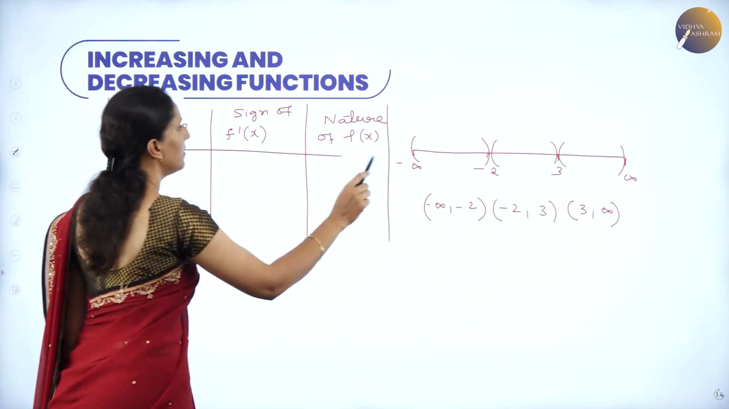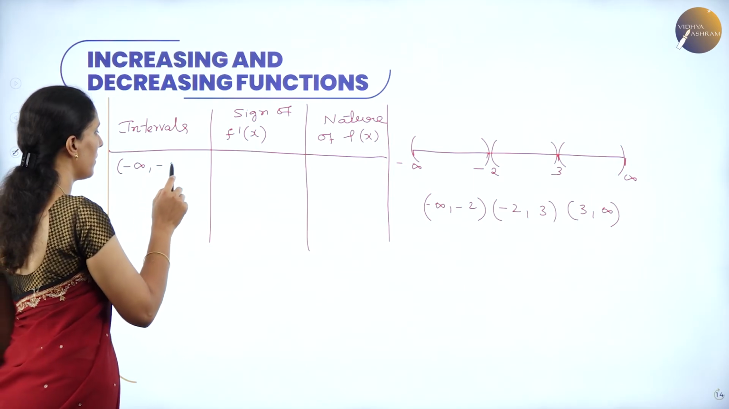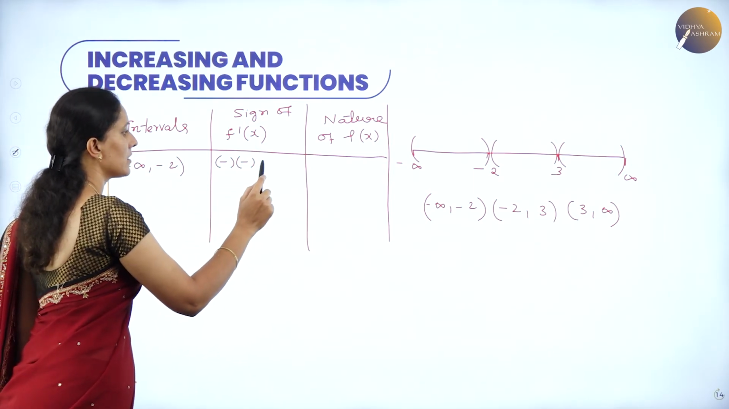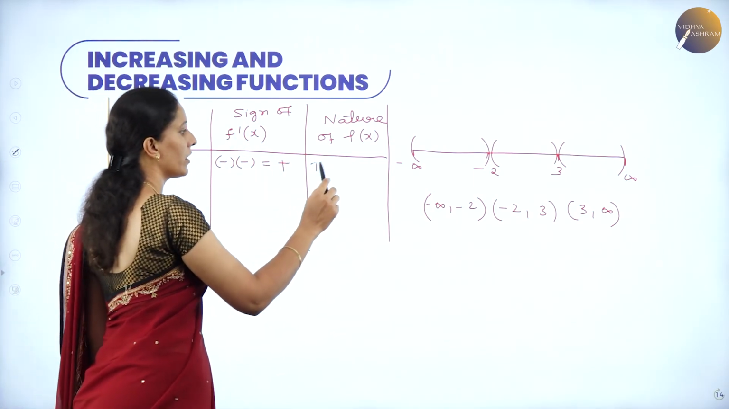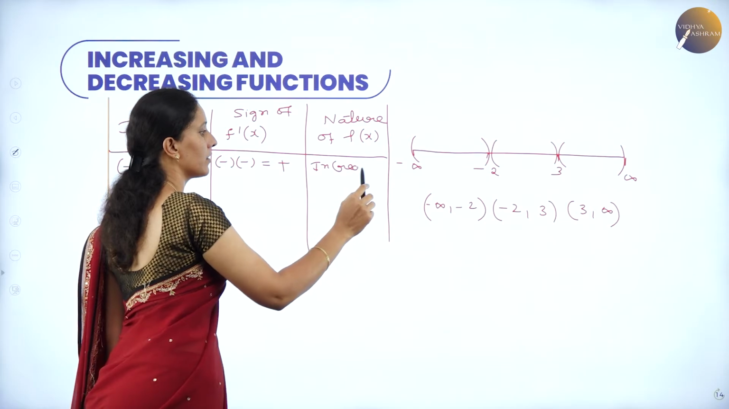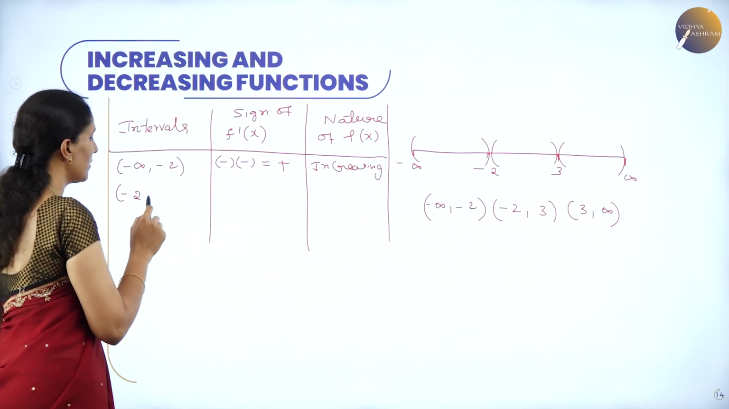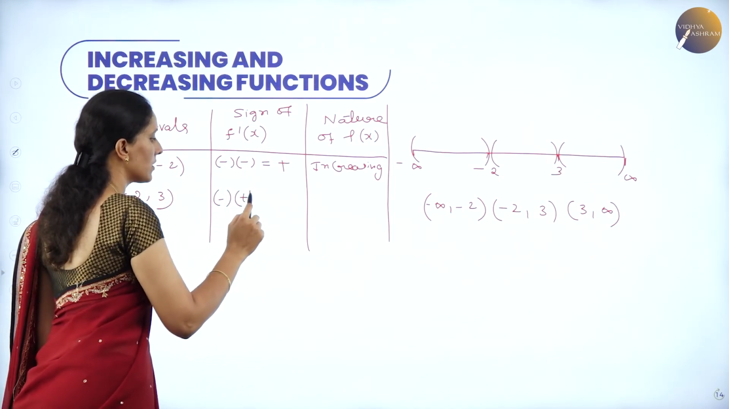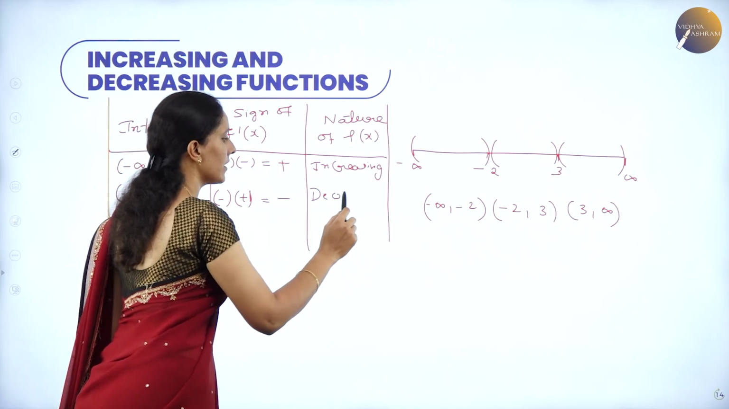So now let's see here. Let's write the first interval, minus infinity, minus 2. Here both are minus. Hence the value becomes positive in f dash of x. So therefore here it is increasing. And let's write the second interval, that is minus 2 comma 3. Here 1 will be negative and 1 is positive. So it is negative. So clearly it is decreasing.